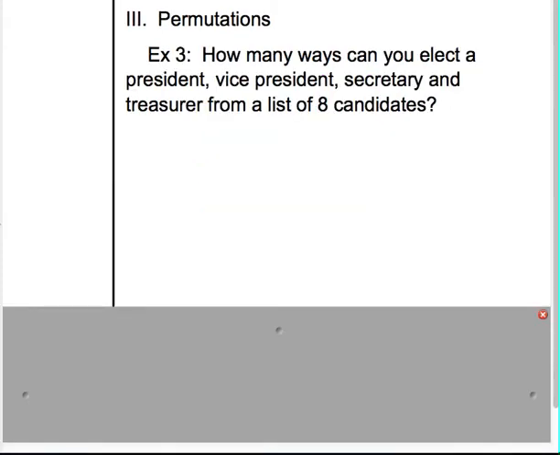All right, so now we're getting into permutations. How many ways can you elect a president, vice president, secretary, and treasurer from a list of 8 candidates? We start this off similarly to the way that we started off our racers finishing. There are 8 people to choose from when you elect a president. The person who's president can't also be vice president, so there are 7 people left to elect a vice president, and 6 people left to choose a secretary, and 5 people left to choose a treasurer. So we end up with 1,680 different options.